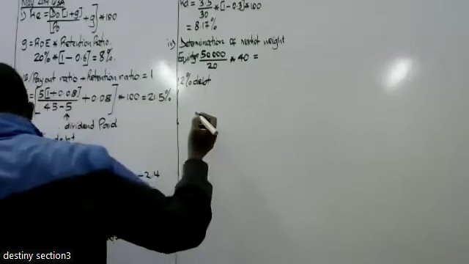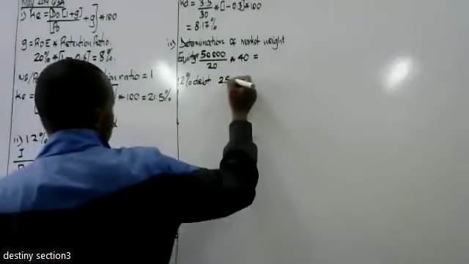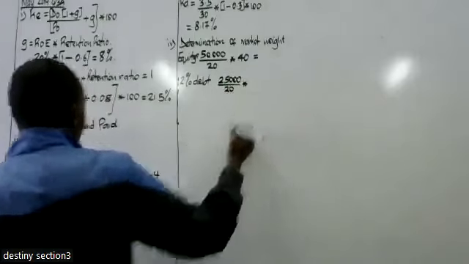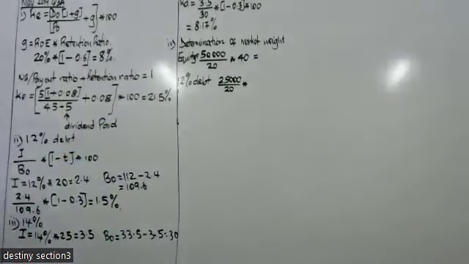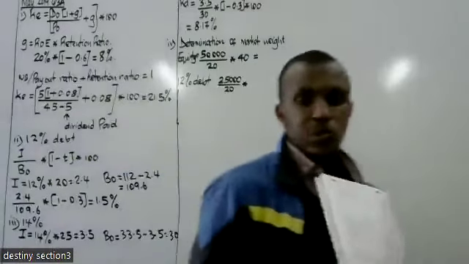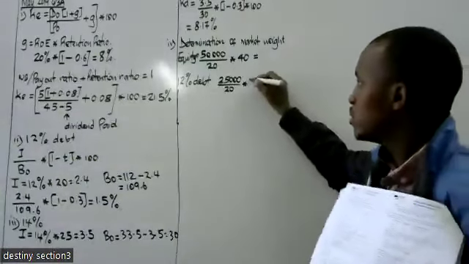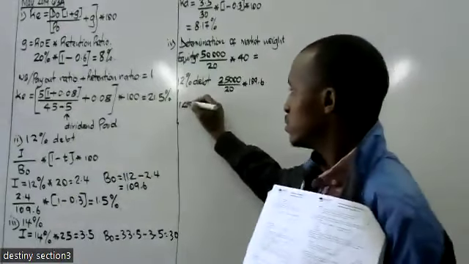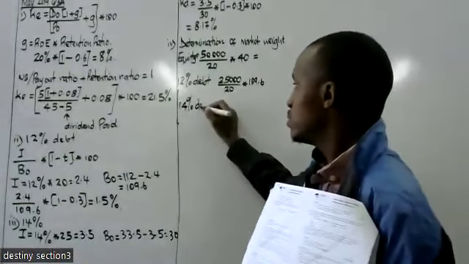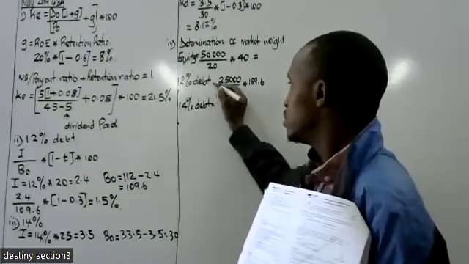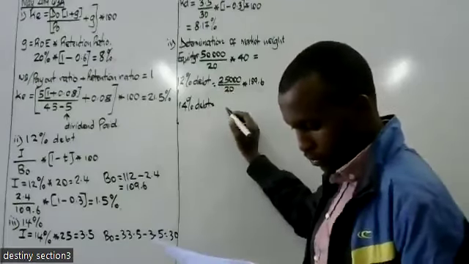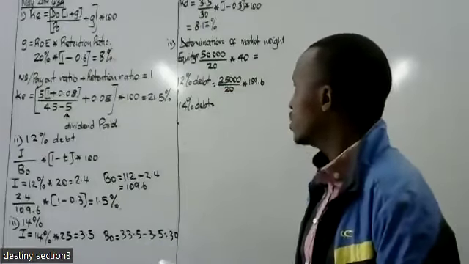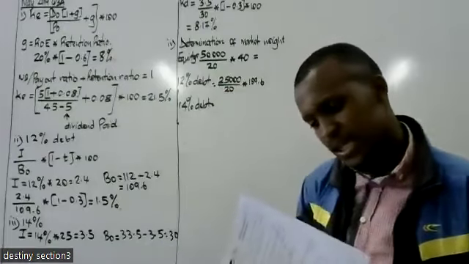Here they have given 25,000, right? Divided by what? The current market price of that is 109.6. We have also looked for the difference.